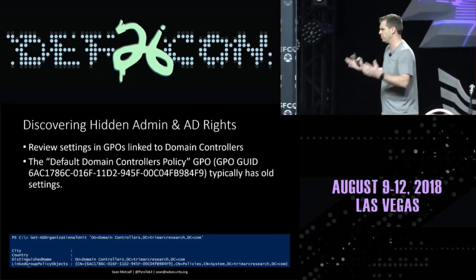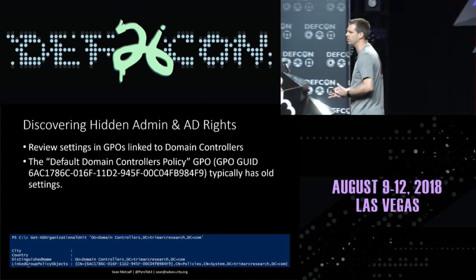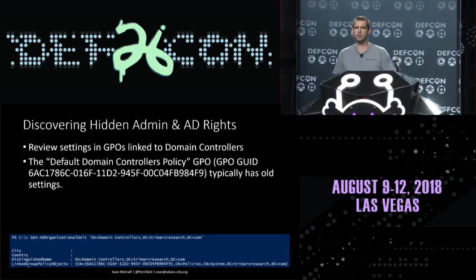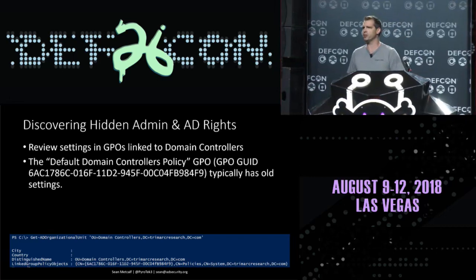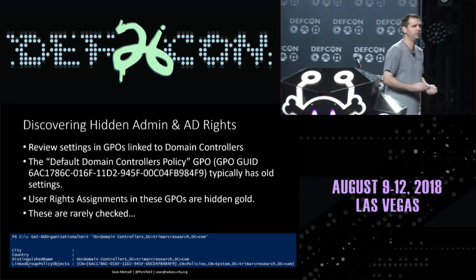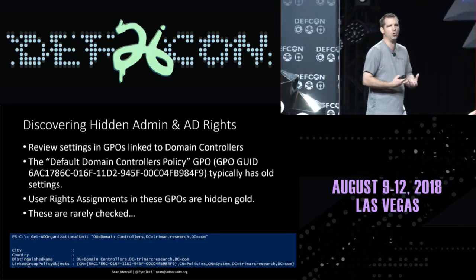These are the user rights assignments that you would find on workstations and servers: who can log on locally, who can do certain things on the system. But the ones that are configured for domain controllers actually have domain rights also, very privileged rights. And this is often missed. This is what I call hidden gold.